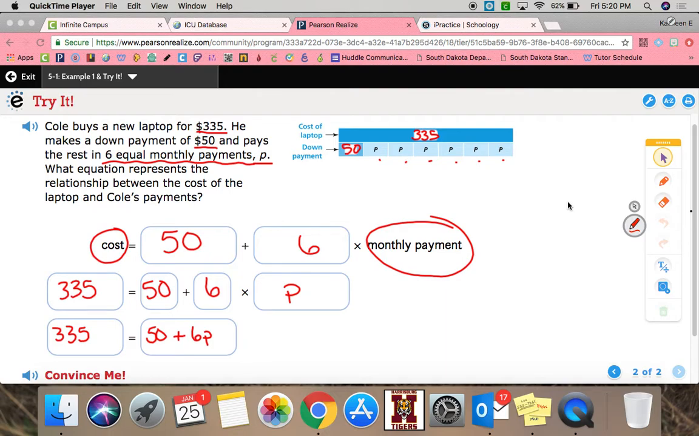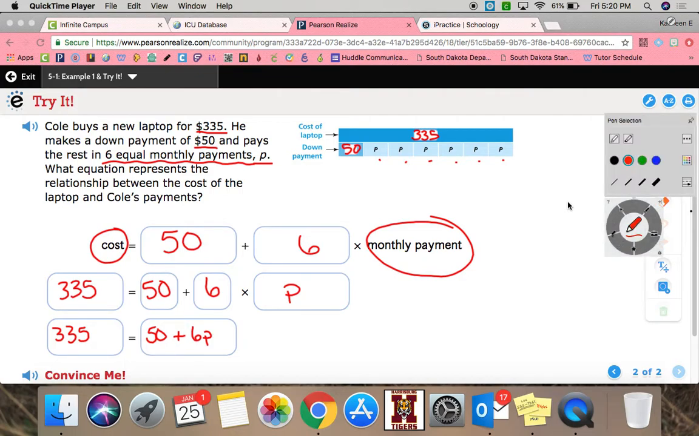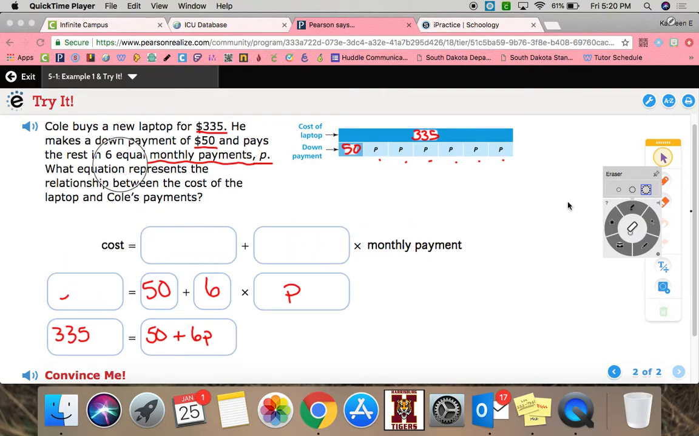Writing equations. We've done this in bell ringers, so we can do it here. I'm going to erase this stuff. I'm going to try to erase it quickly. And then scroll down here and see what it says about convince me.